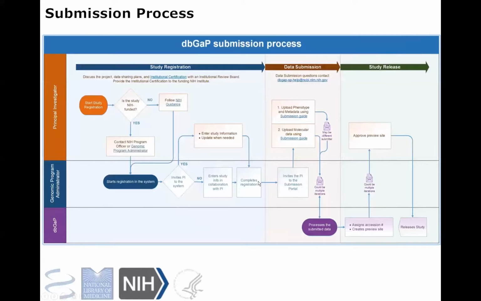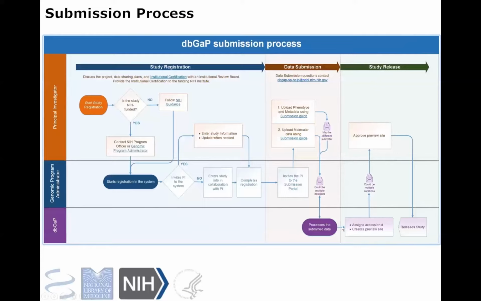And then at that point, an invite is sent from the system for upload. The PI or the PI's designee is invited to upload to the system. And it could be multiple submitters. In some cases, the phenotype data come from one institute, and the molecular data comes from a genotype center or a sequencing center.